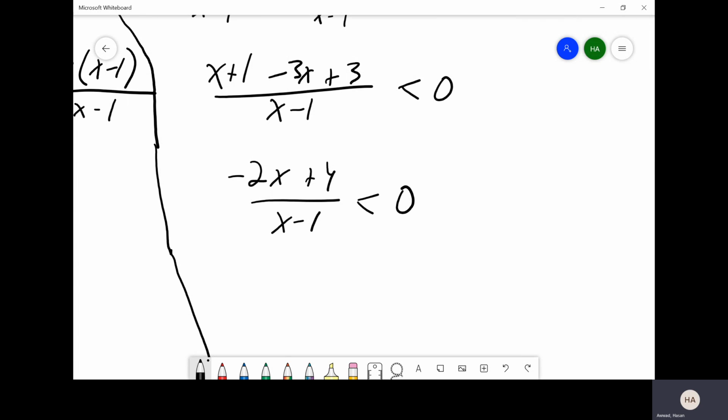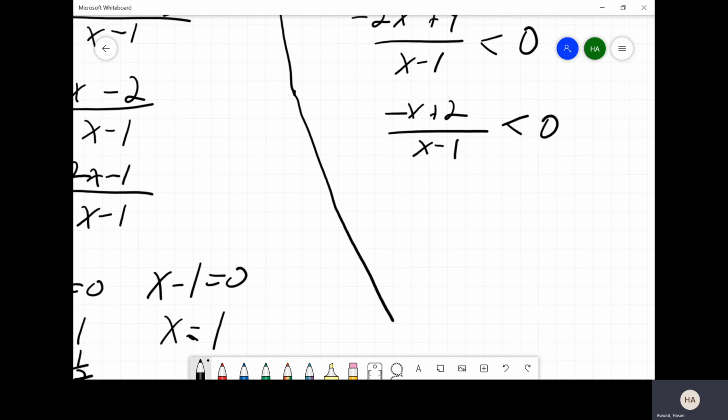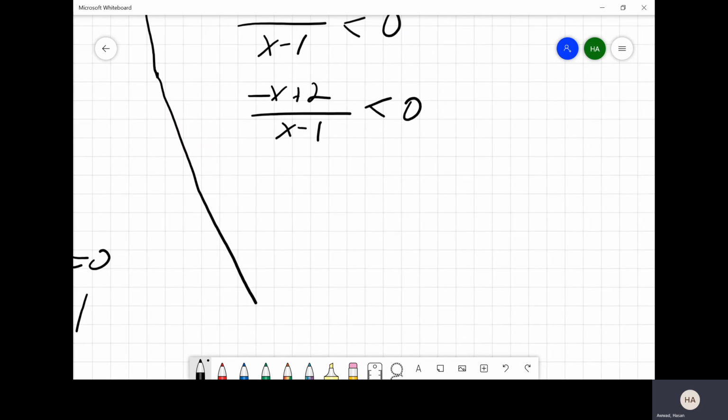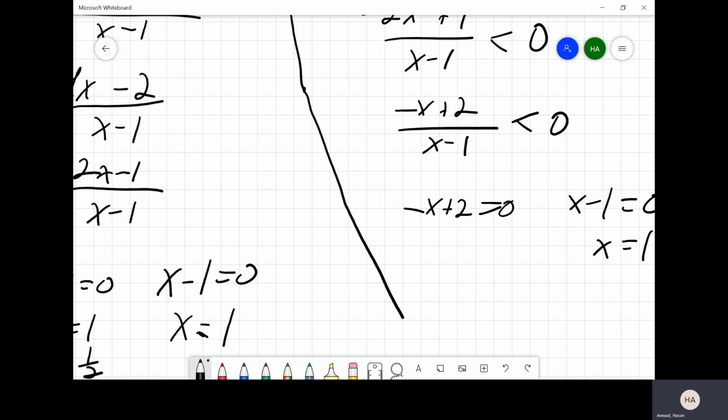Once again, I see that I can divide 2 out on both sides, so I'm going to be dividing 2 out on both sides, and that leaves me with a negative x plus 2 over x minus 1 is less than 0. And at this point, we go ahead and we do the same process that we do with test points, just we do it twice now. We did it for the left case, and now we're doing it for the right case. So negative x plus 2 is equal to 0, x minus 1 is equal to 0. We find that we still get x is equal to 1 for the denominator, which should make sense, right? The denominator never changed.